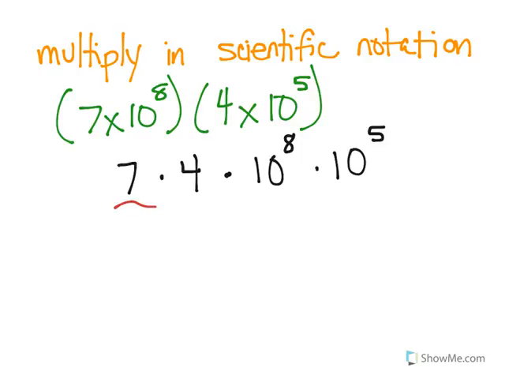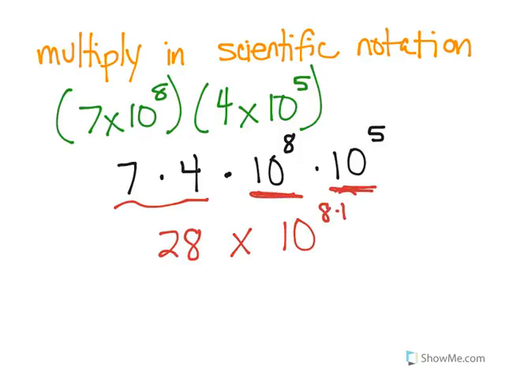Now I can recognize these. 7 times 4 is equal to 28 times, we have the same base of 10. So I'm going to keep the base and add the exponents, 8 plus 5. So I have 28 times 10 to the 13th.